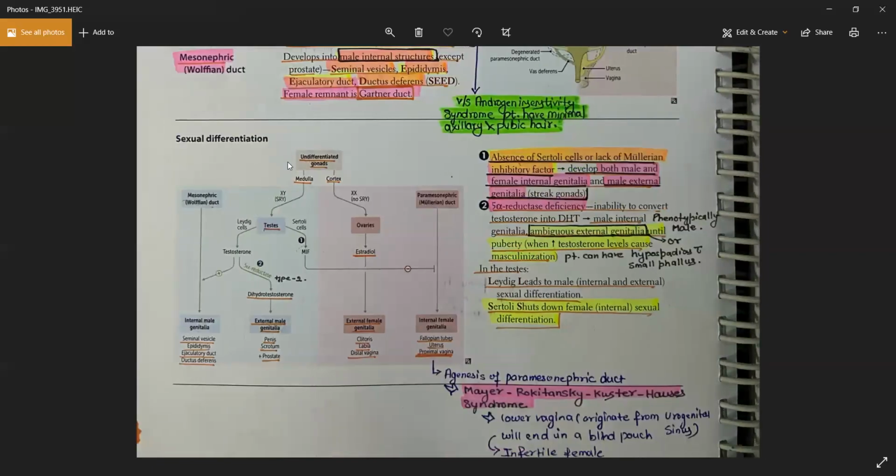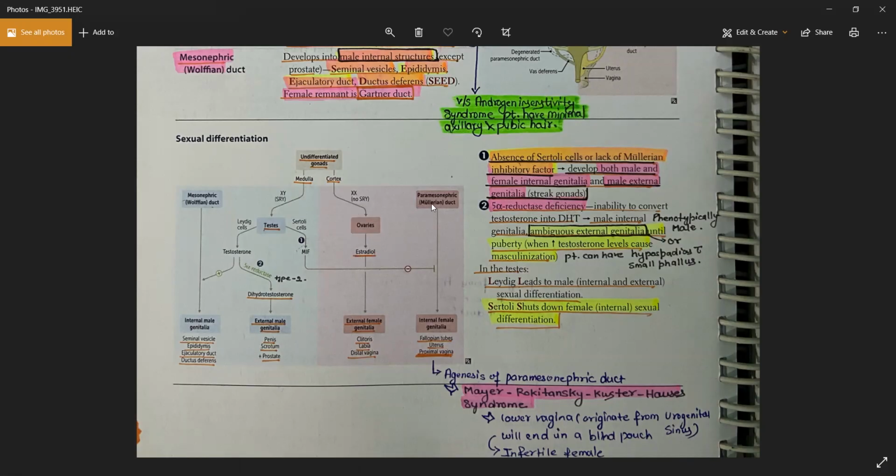Like I told you, initially you have the undifferentiated gonads. Then if the SRY region is present, you will have male development. If the SRY is not present, that means no Y chromosome, you will have default female development. You will have the ovaries, and the ovaries will release estradiol.